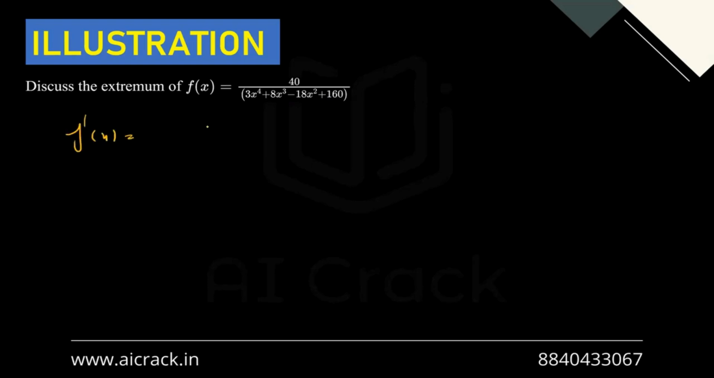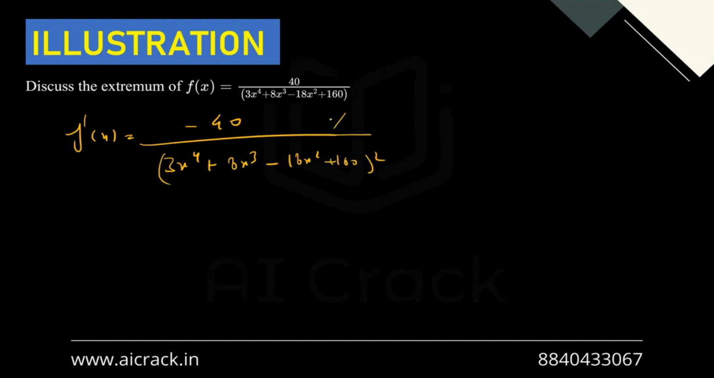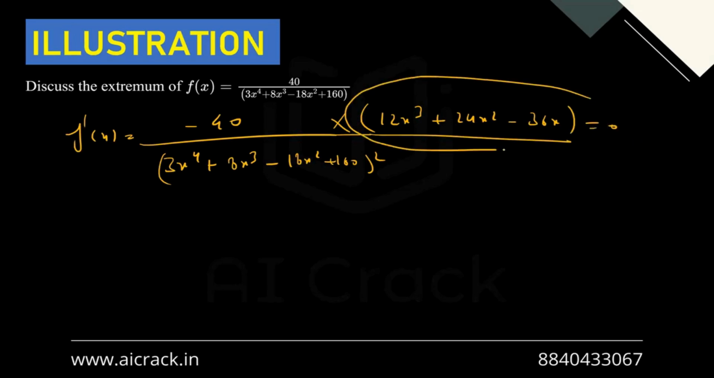f dash x would be minus 40 upon (3x^4 plus 8x^3 minus 18x^2 plus 160) whole square, multiplied by the derivative of this one because of the chain rule, right? So that would be 12x^3 plus 24x^2 minus 36x, right? Now this has to become 0. If it has to become 0, only the numerator is going to affect it, right? There is no point of considering the denominator playing a role in making this 0, so we just have to be concerned about the numerator.